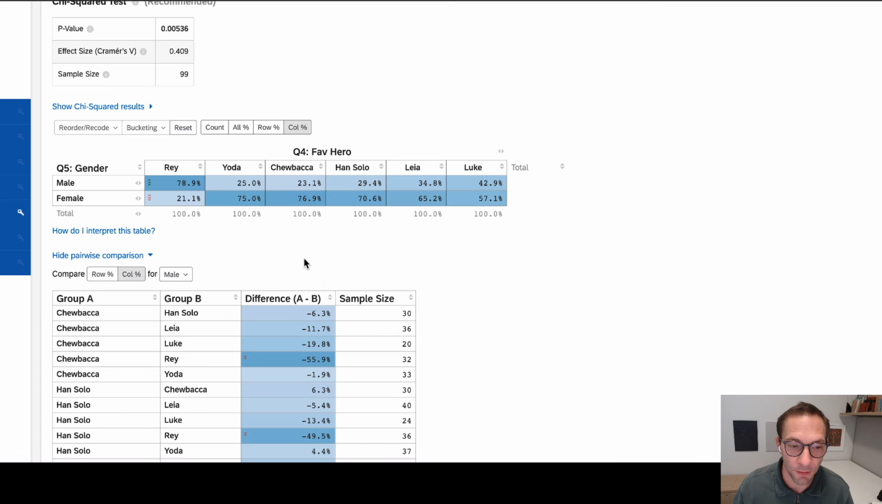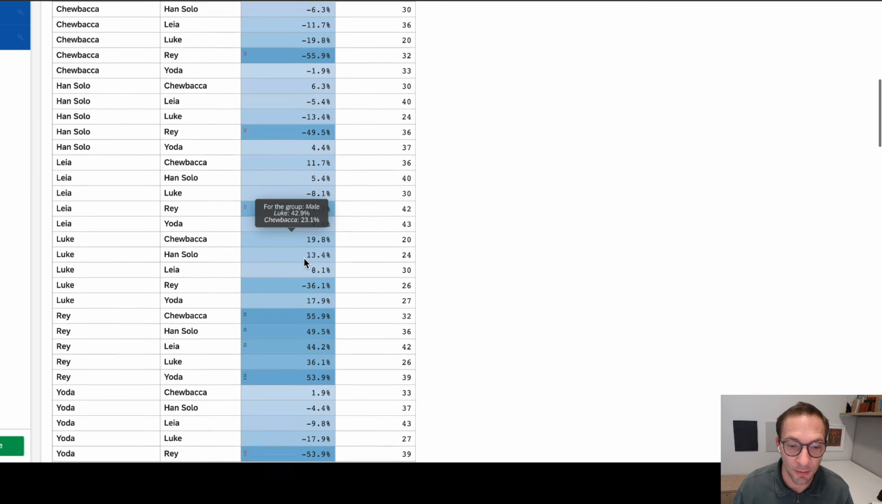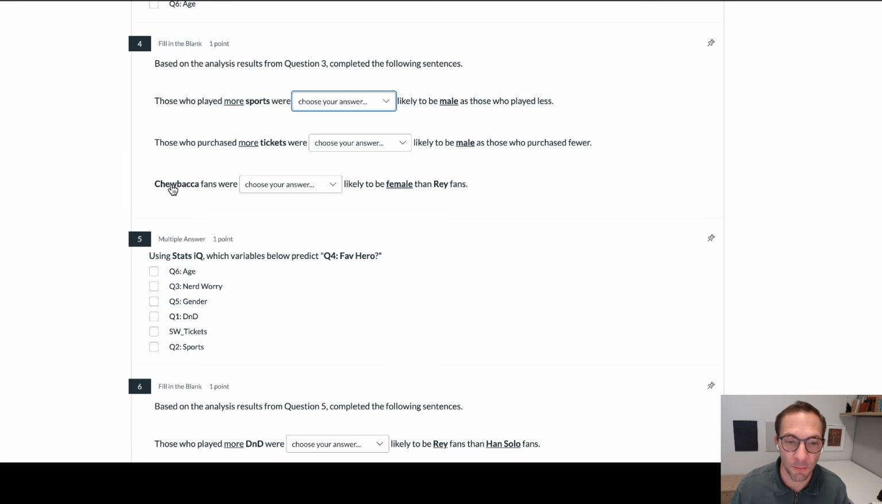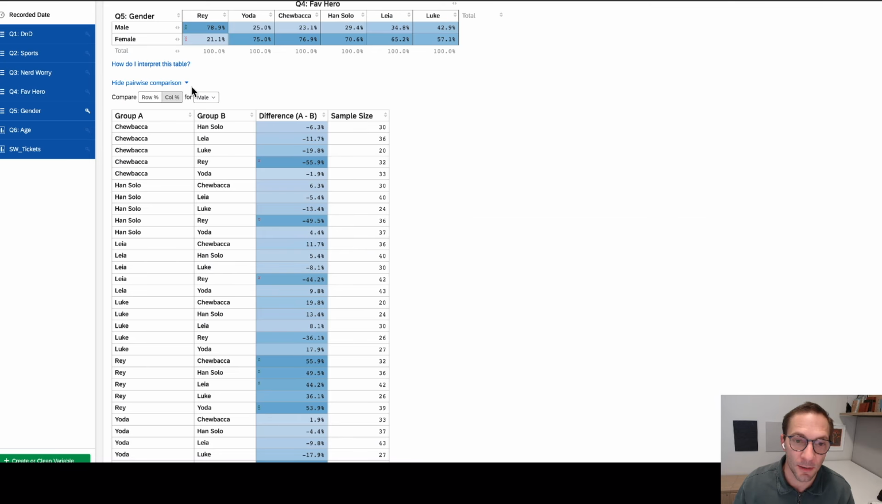But to answer the question, we need to go to the pairwise comparison table as well. And the question is asking us to compare Chewbacca fans and Ray fans on how many females they have. So let's say we're going to go with males. Let's just start there. If I wanted to look at females, I could click here. But let's stay at males. They're probably most likely going to be the same anyway. If I wanted to look at, okay, for males, is there a significant difference in the number of males between Chewbacca and Han Solo fans? I'm not getting an arrow here, so the answer is no.